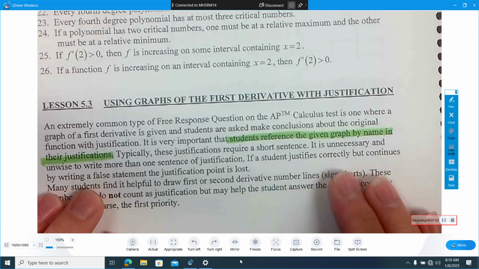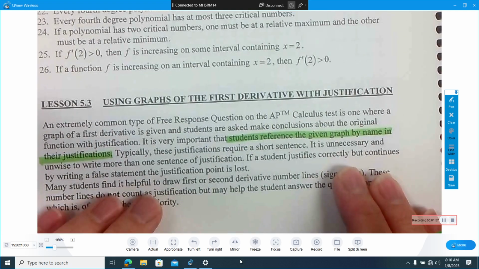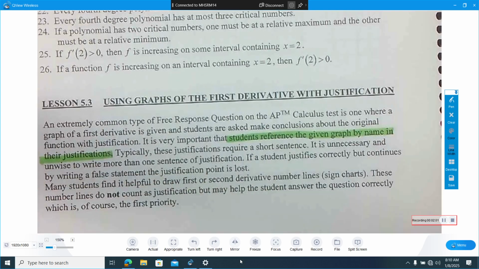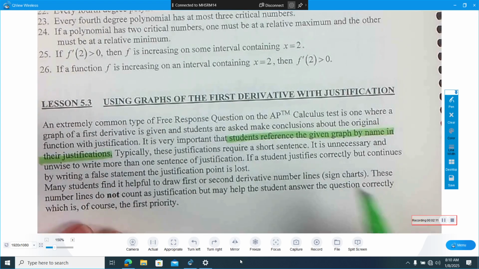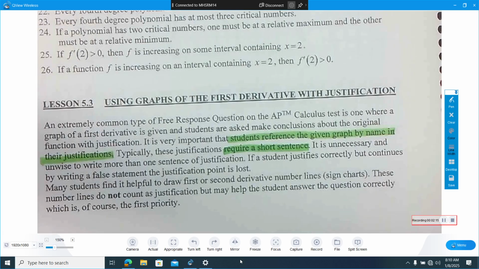If a student justifies correctly but continues by writing a false statement afterward, then that justification point will be lost. So it's like, don't say too much. If you keep talking, you're just risking a little false word, okay? So you want to say just the right thing, just a short sentence. And so that's what we're practicing today.